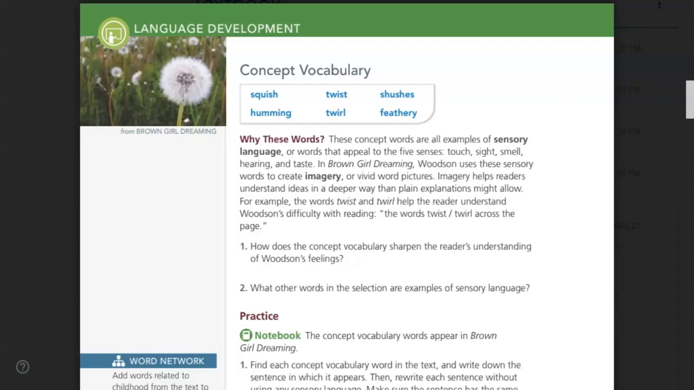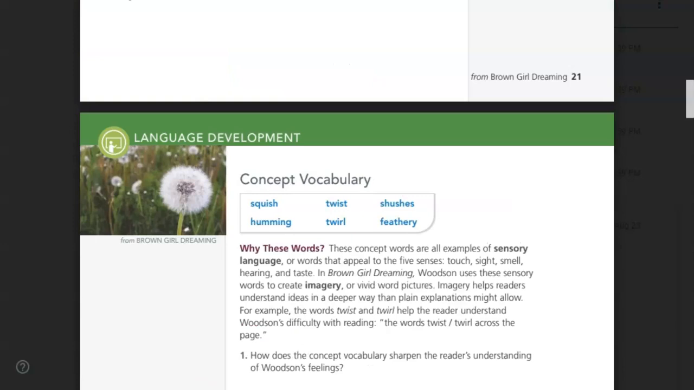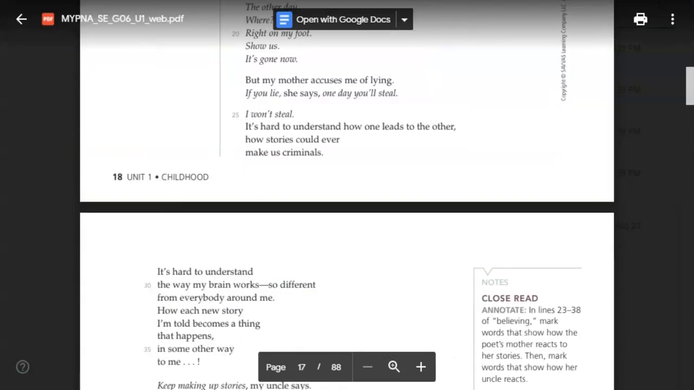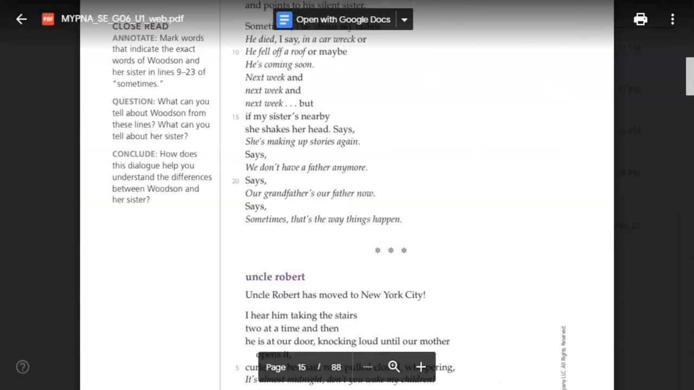Okay, so in the example above, the words twist and twirl across the page, if you're imagining the words moving on the page, you can understand that it's very confusing and difficult for her to read. Other words in the selection, examples of sensory language. Let's go up to the selection. I'm sure there's a ton of examples.